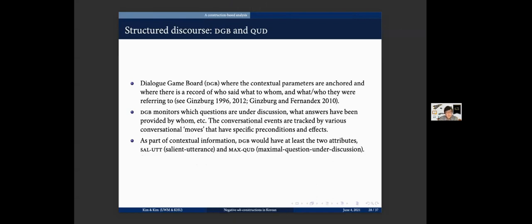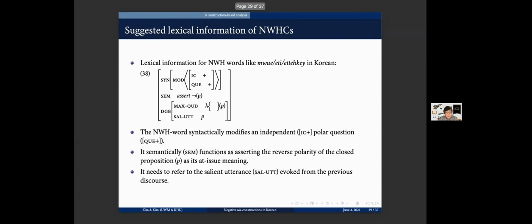Based on this dialogue game board and question under discussion, we suggest the lexical information for NWH words in Korean in 30A here. This lexical entry indicates that the NWH word syntactically modifies an independent polar question, and it also semantically functions as asserting the reverse polarity of the closed proposition P here. And this closed proposition is the silent utterance, evoked from the previous discourse.